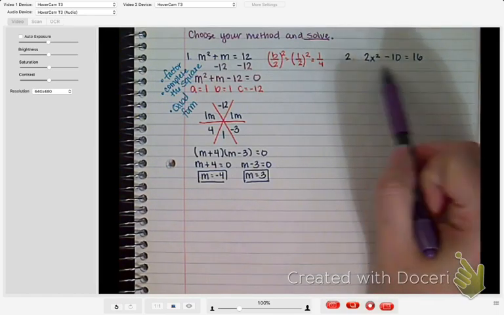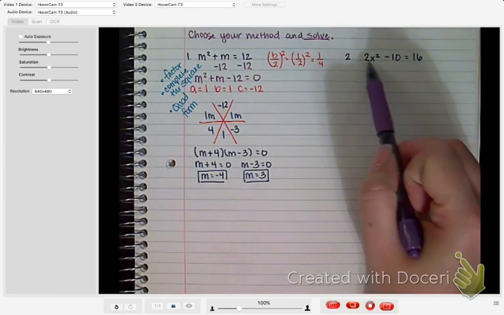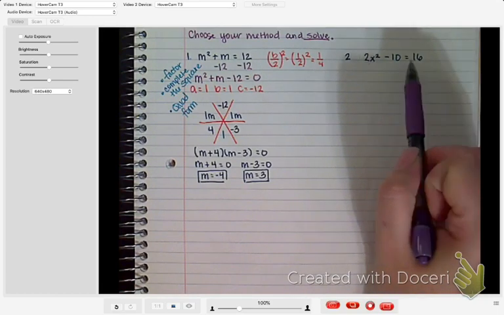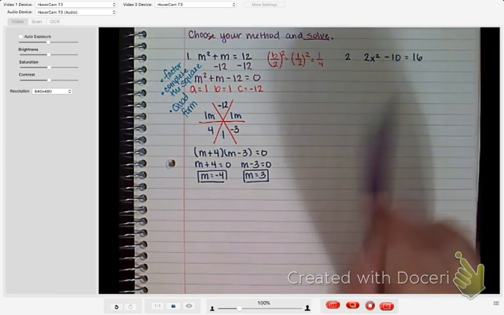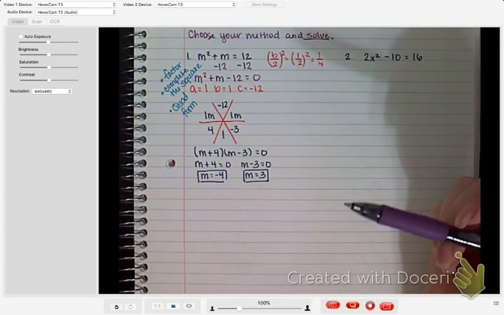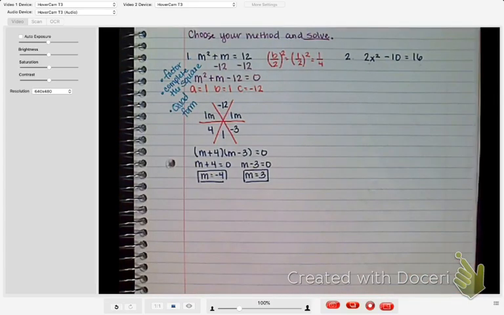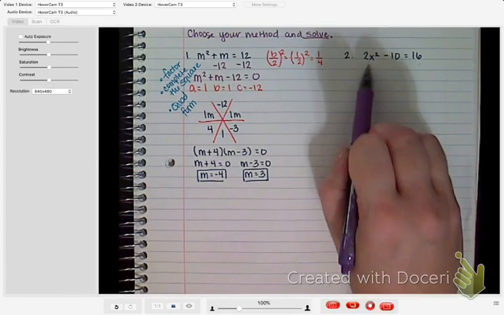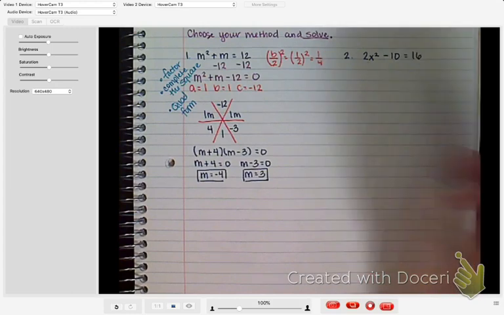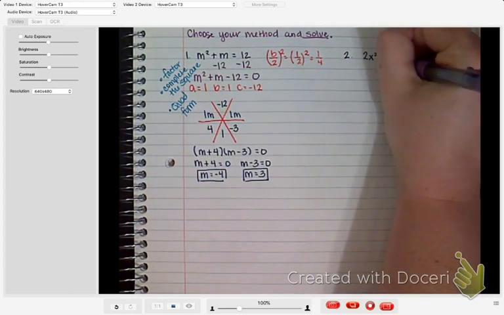All right, as I look at this problem, I see my ax squared term, I see constants, but I don't see a b term. So that indicates to me, based off our chart from before, that I'm going to take square roots. That will probably be the easiest method. So in order to take square roots, I want to get that x squared term by itself. So I'm going to start by adding 10 to both sides.